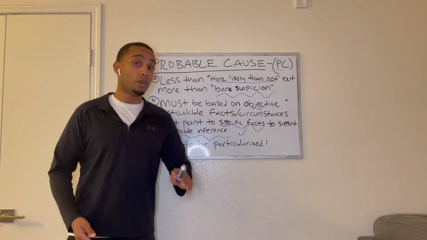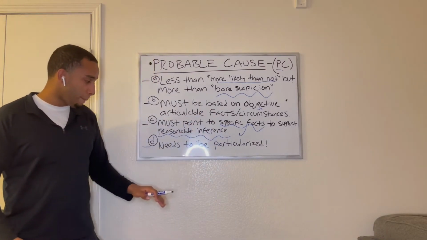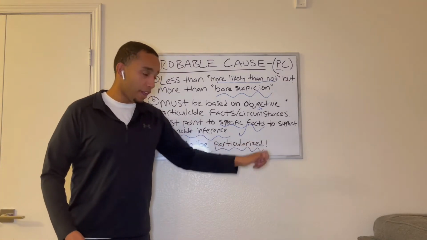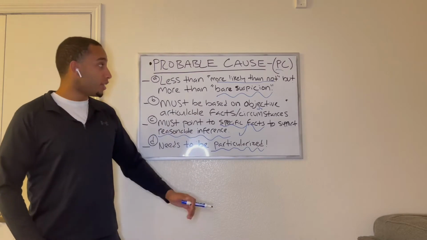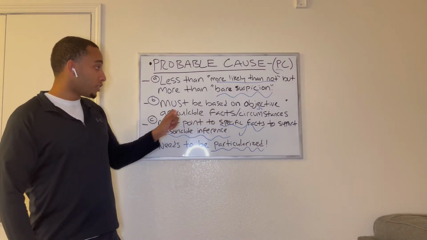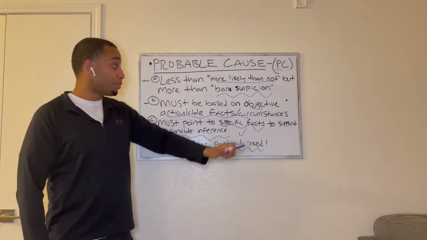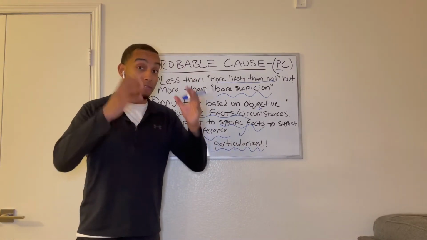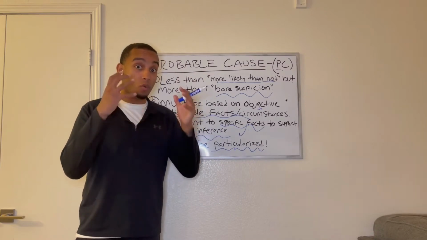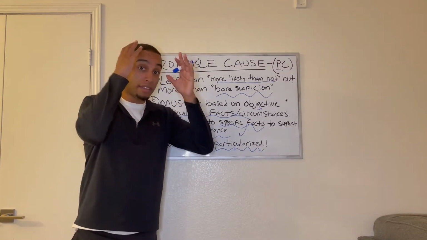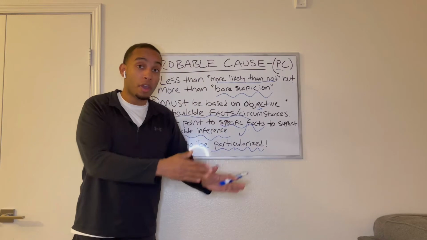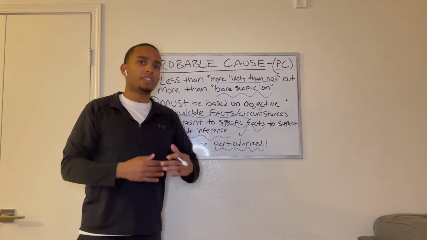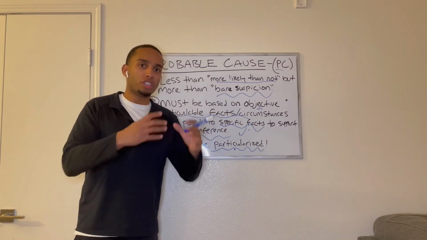So let's finally get into D. The officer needs to be particularized in exactly what those facts are. The reason it says articulable facts and circumstances, specific facts, particularized, is because the officer must have very specific reasons about why he or she believes that this specific person committed the crime, or the officer must have specific facts about why the officer believes that a crime has occurred in a certain place.